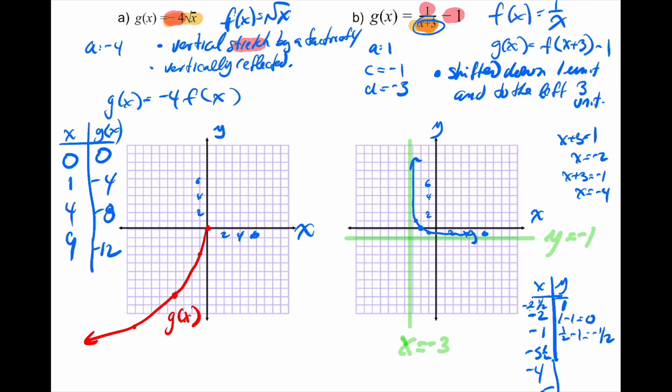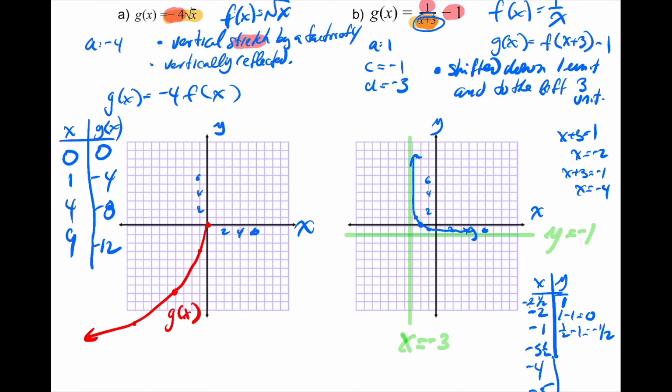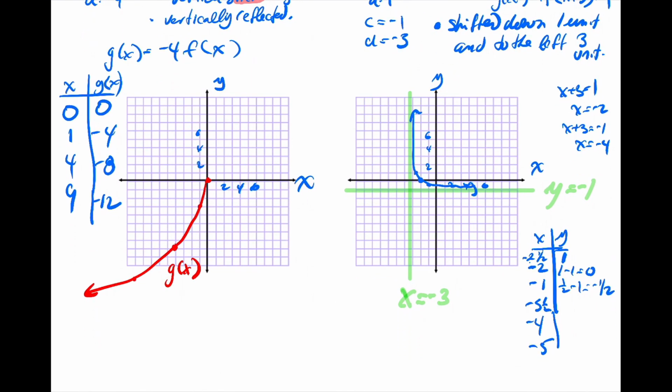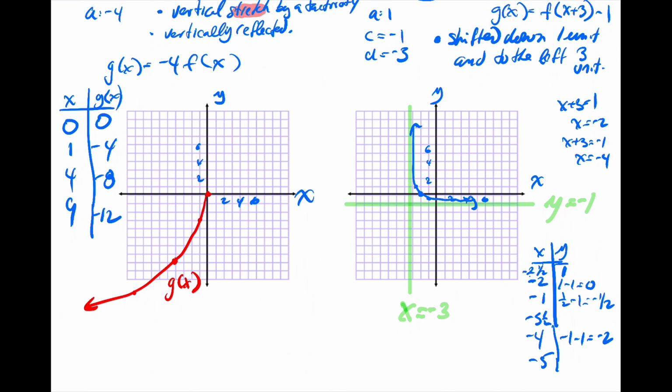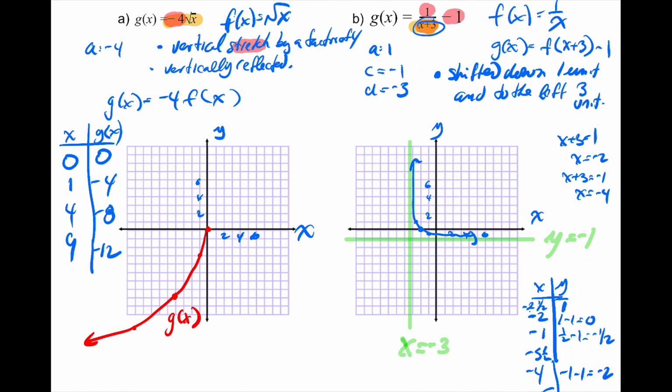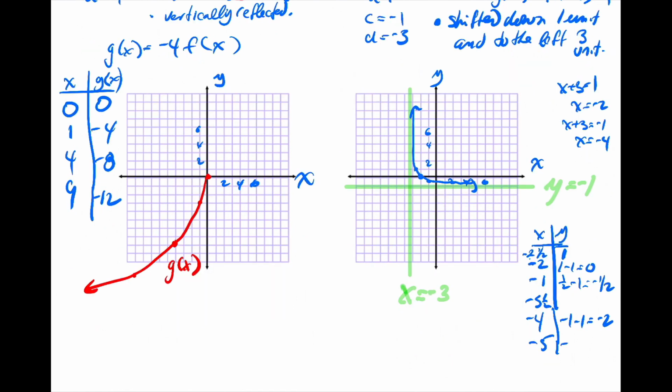g of negative 4. So that's going to be negative 4 plus 3, which is negative 1. The reciprocal of negative 1 is just negative 1, and we're going to subtract 1. So that gives us negative 2. When we do g of negative 5, that's going to be negative 5 plus 3, so that's negative 2. So we get negative a half minus 1. Negative a half minus 1 is going to be minus 1 and 1/2.